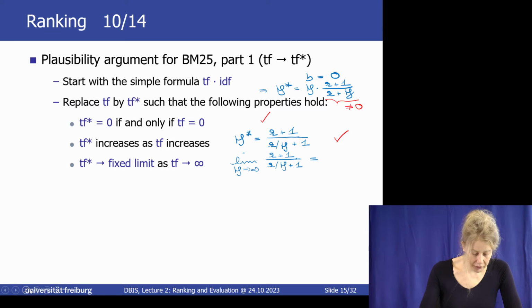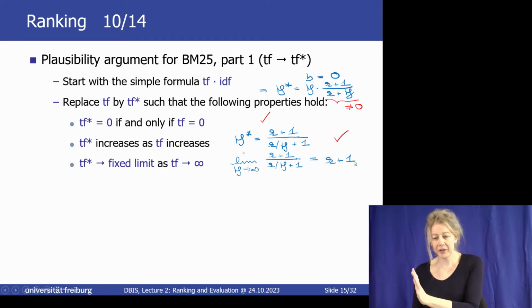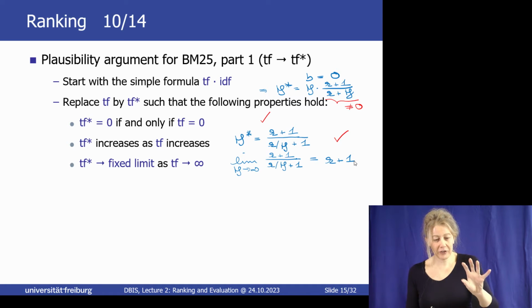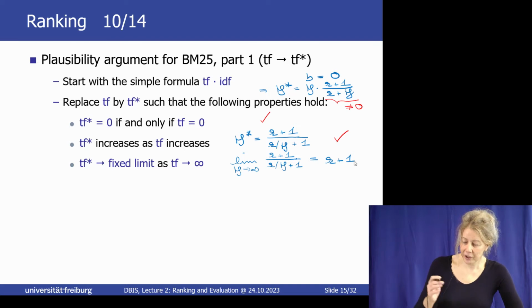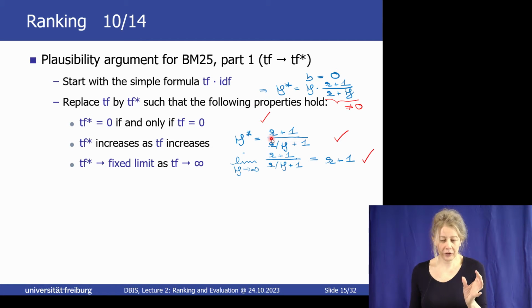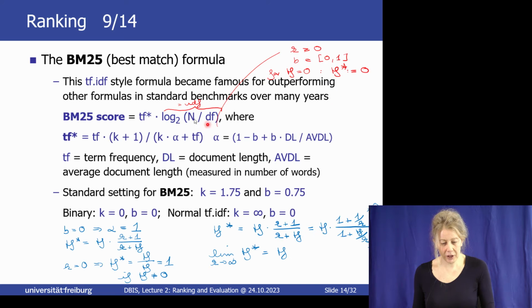K plus 1, yes. And this gives you a good intuition of what the k parameter tells you: no matter how often my word occurs in the document, this tf star will be at most k plus 1, and if it occurs very, very often, it will approach that. So that's what the k parameter does. And that explains the point of the whole formula. So if you see this formula, you wonder, okay, why that formula? Why not another formula? What's the point of that formula?